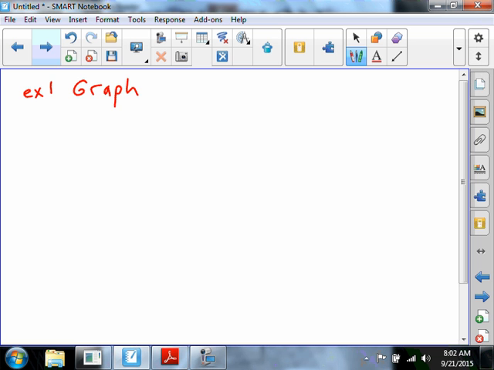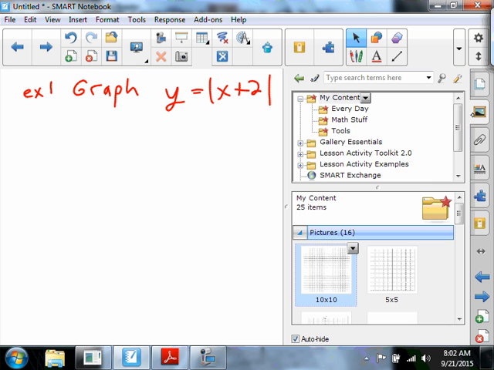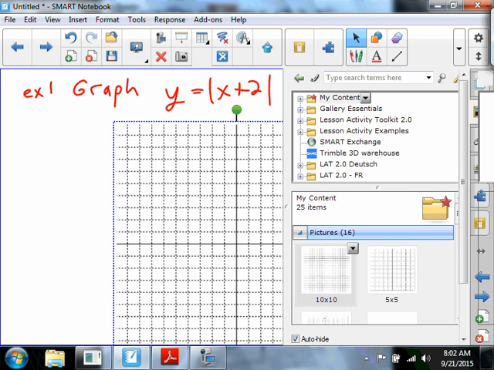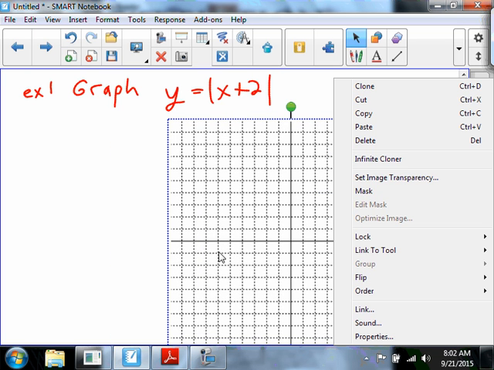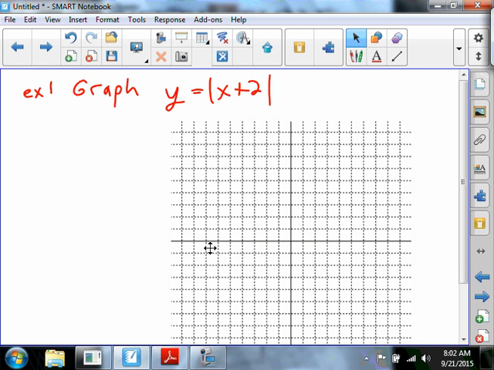Example 1, graph y equals the absolute value of x plus 2. Graph y equals the absolute value of x plus 2. Now what I'm going to do is graph the parent function, which we knew what it looked like. It went through the origin, 1, 1, 2, 2, 3, 3, negative 1, 1, negative 2, 2, negative 3, 3. I'm going to graph the parent function.